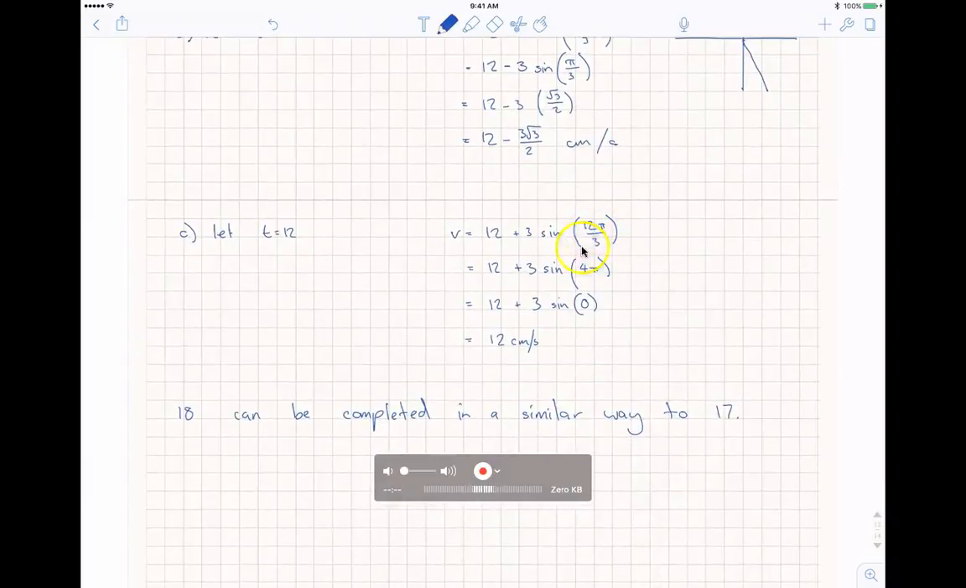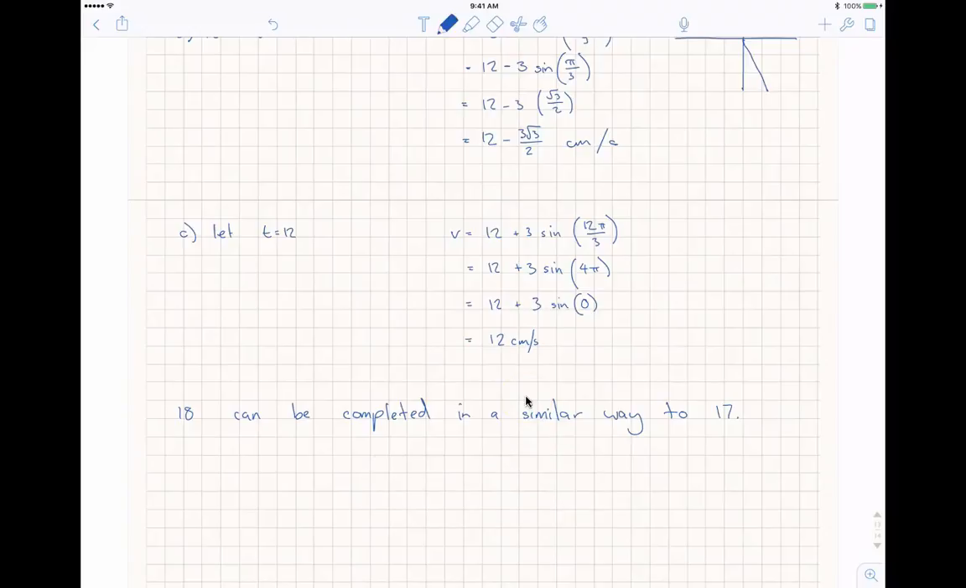12 pi on 3, 12 divided by 3 gives us 4. Sine of 4 pi on 3, we could draw that. 2 pi, 4 pi, it would just be right along the x-axis. Sine, being the y-coordinate, has a value of 0. So 3 times 0 is 0, leaves us just with the 12 again, so 12 centimeters per second. 18 can be completed in a similar way to question 17.